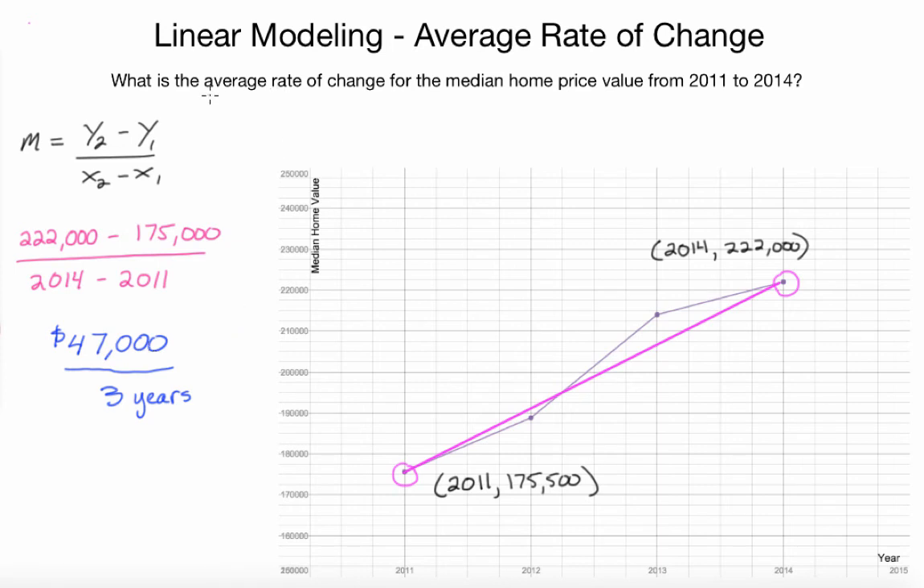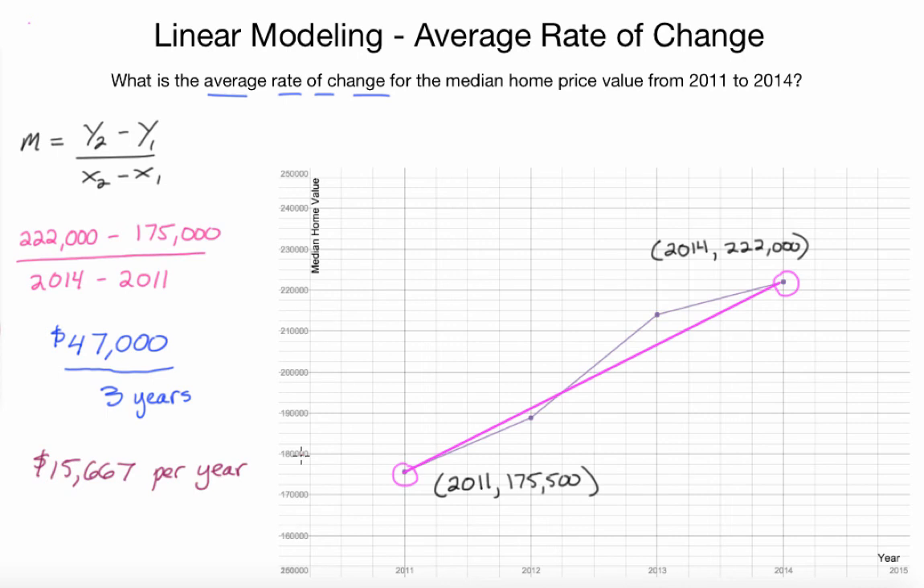But I want to find the average rate of change, so I want to turn that into a rate, which means I'm going to divide 47,000 by 3. And we get an average rate of change of about $15,667, which I'm going to round to $15,667 per year. That's my average rate of increase.